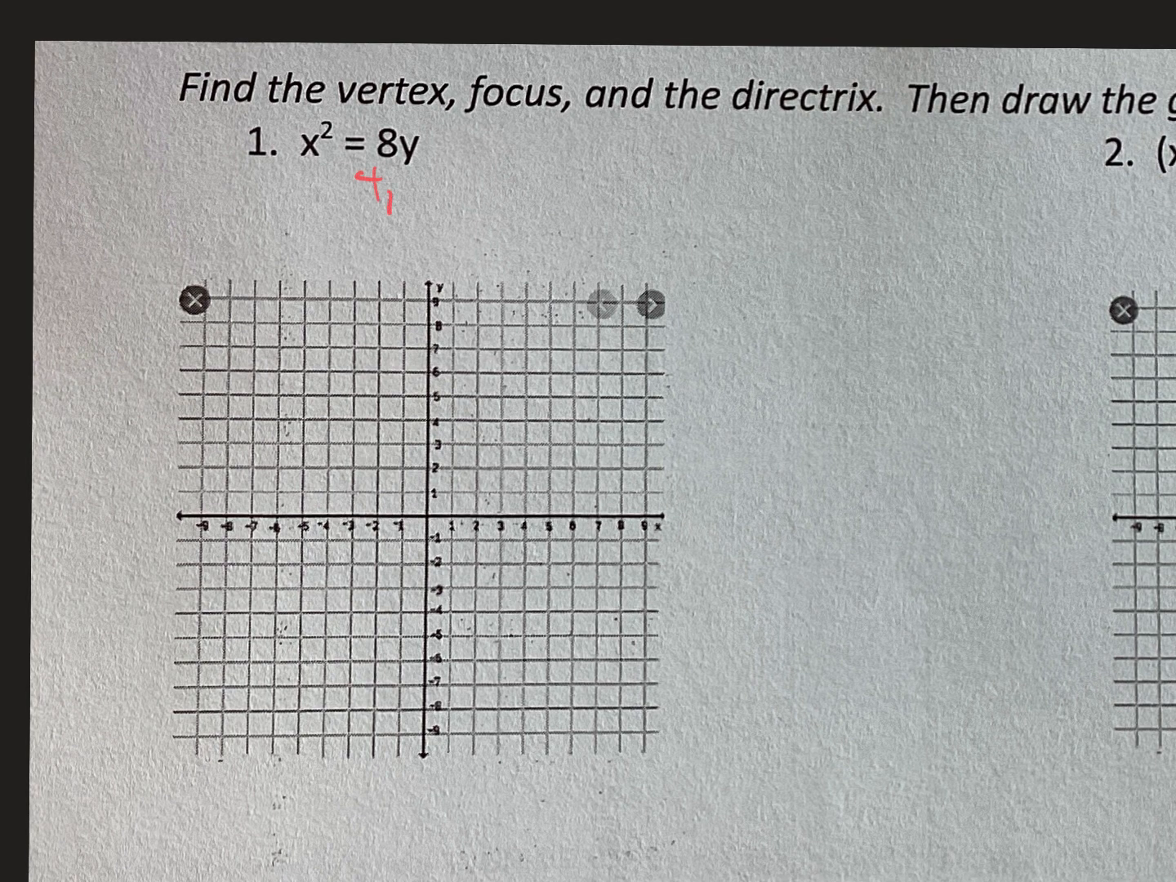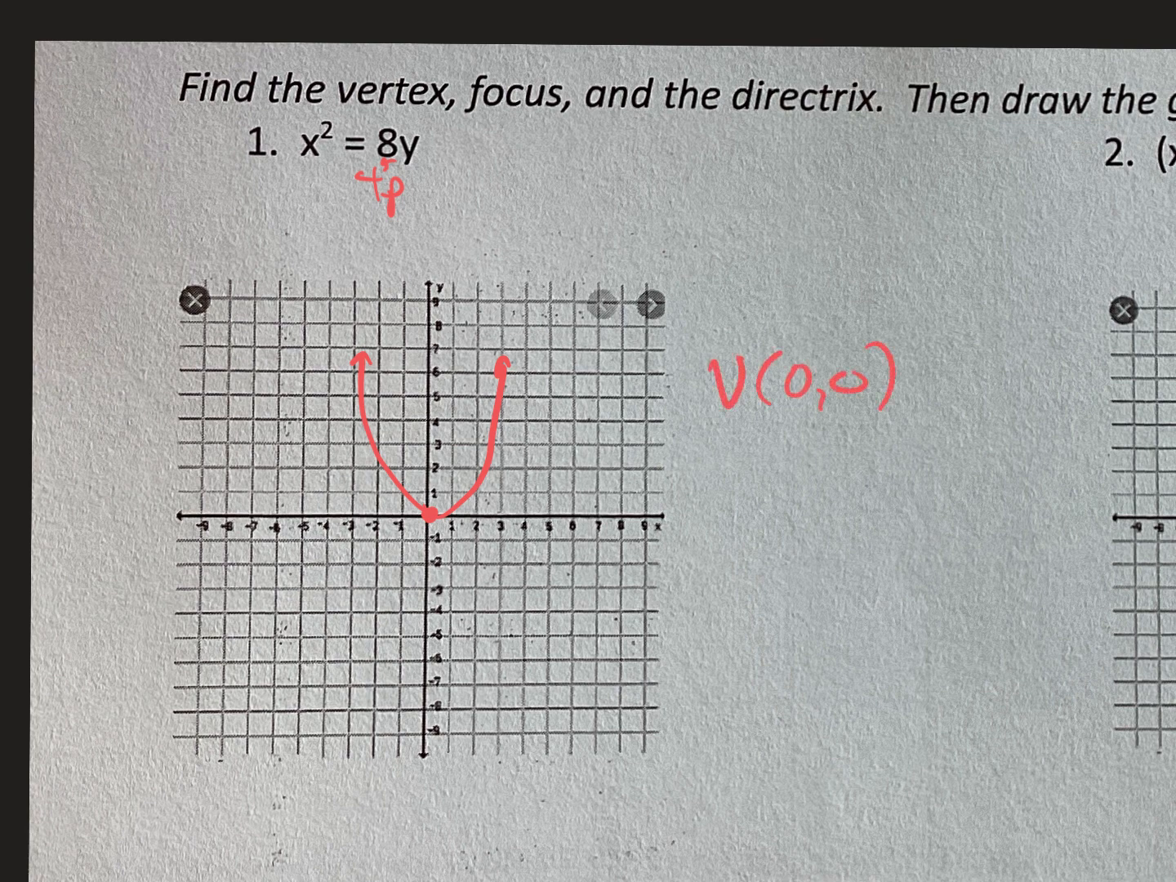First, 4p is always opposite the squares, the 8 right there. Also, because 4p is with the y, that means my parabola is going to open like the y-axis does. There's no parentheses, so the vertex is 0, 0, and it's going to open up like that. On the vertex, obviously with 0, 0.